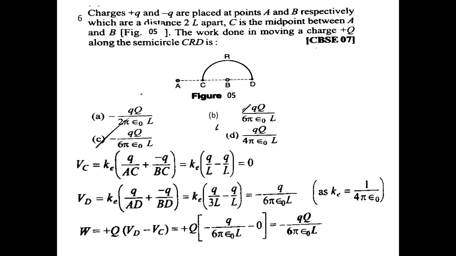Now potential at point C. So we see that point C is the midpoint of AB, that is why AC = CB. Now we find the potential at point C due to charge Q and −Q, which is given by K times [Q by AC plus (−Q) by BC]. Since AC = BC = L, the potential at point C is 0. Now W = Q(VD − VC), putting the value of VD and VC, we find that work done is −Q² by 6πε₀L.